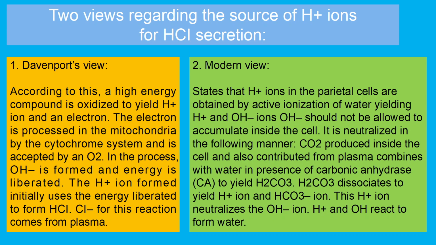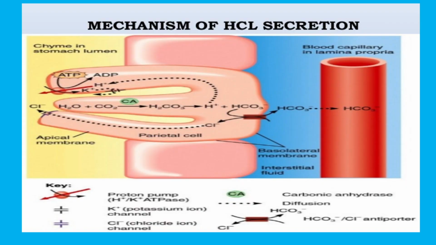Hence, it is neutralized in this manner: CO2 produced inside the cell will contribute from the plasma. With the help of carbonic anhydrase, it will be converted into H2CO3. This H2CO3 will dissociate into H plus ion and bicarbonate ion. This H plus ion will neutralize this OH ion. So H plus and OH will react to form water. In this way only we will get this H plus ion.